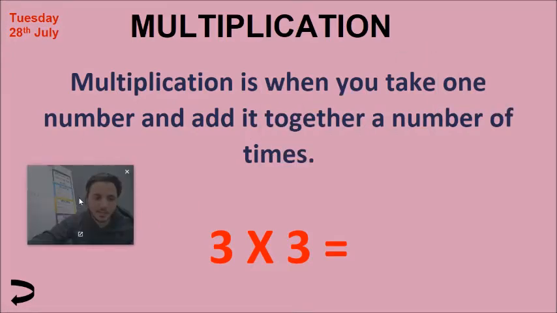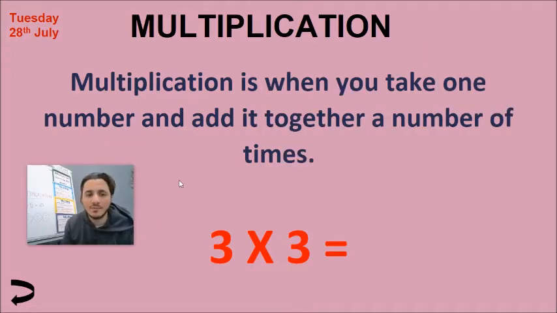Let's remember what multiplication is again. Multiplication is when you take one number and add it together a number of times. So let's look at this equation here. We have 3 times 3. And I know that maybe some of us might be able to say the answer straight away, and that's great. But I want you to show me exactly how it is. So I'm going to show you how we've worked it out. Now, I always like to create a story. So the next page is going to show us a story of this equation.